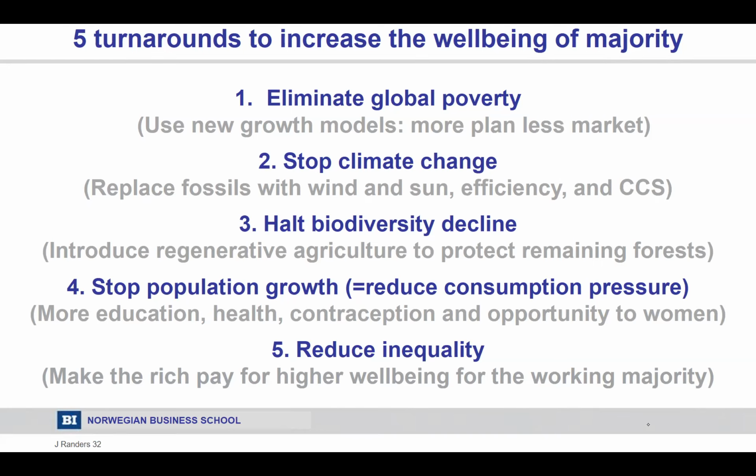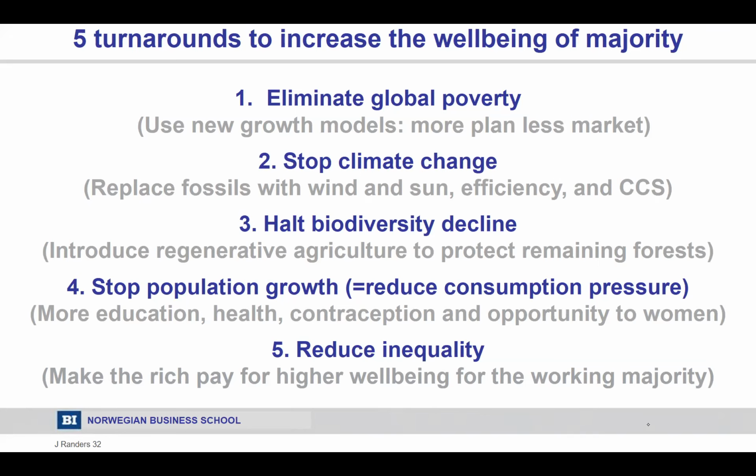They're called the poverty turnaround, the energy turnaround, the food turnaround, the empowerment turnaround, and the inequality turnaround. I'm presenting them here in a more model-based sequence, which is easier to understand than the political program that will be presented in words in a way that is easily understood.